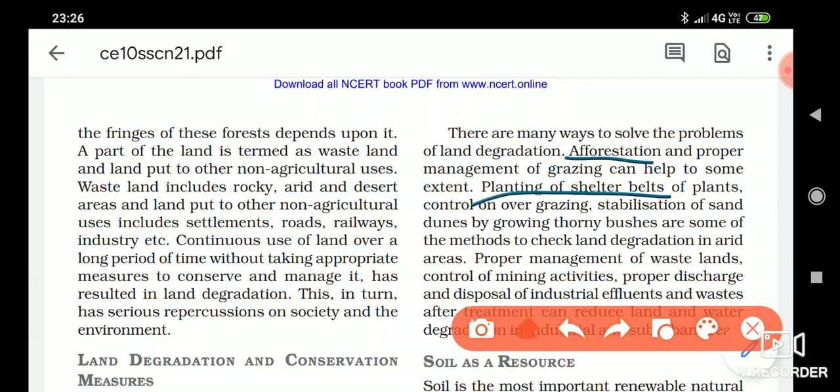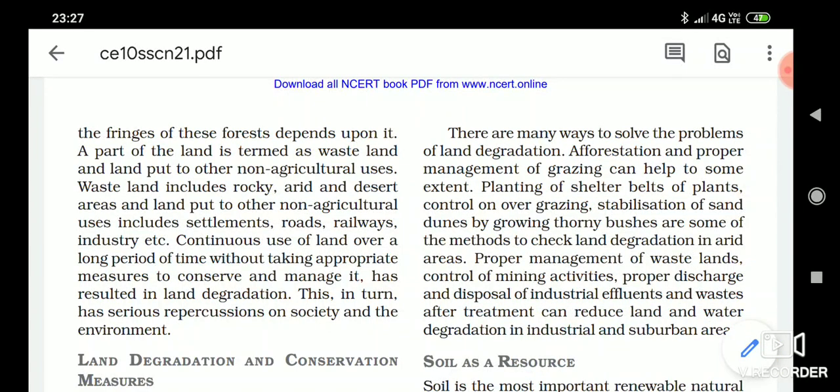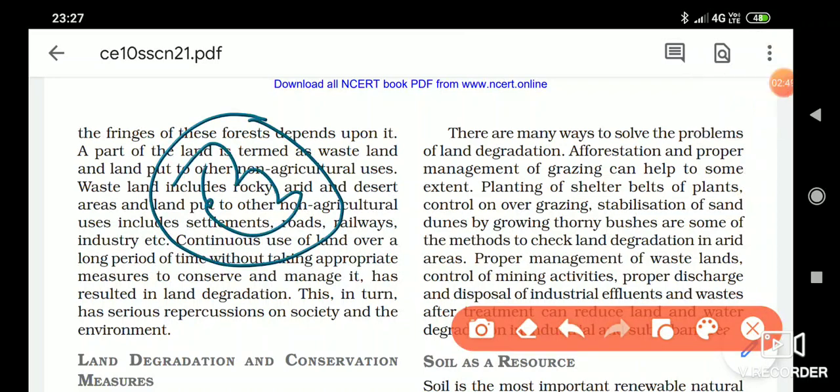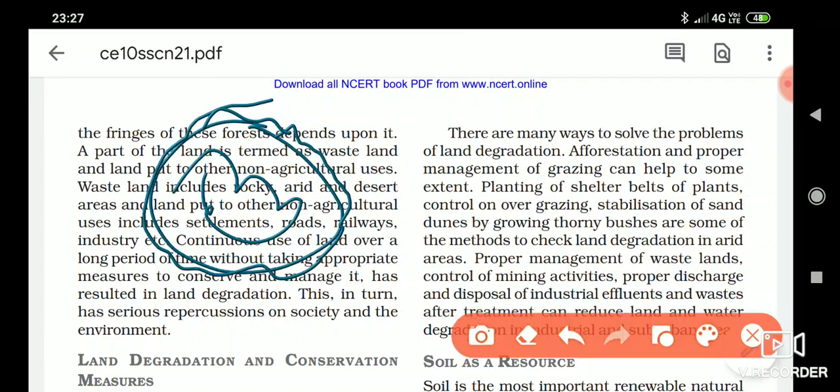Suppose this is a field, and we are growing crops over there. So we are planting some trees at the borders. Okay, so these are the shelter belts. Those shelter belts block the wind flow and that reduces soil erosion.